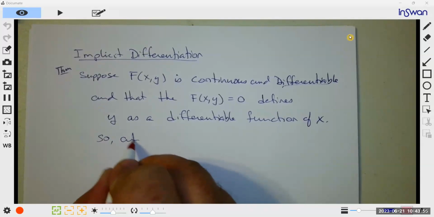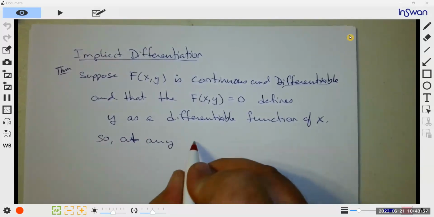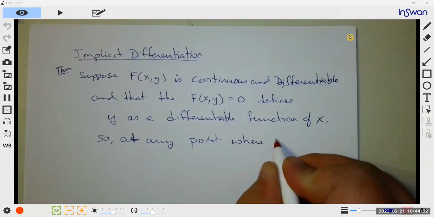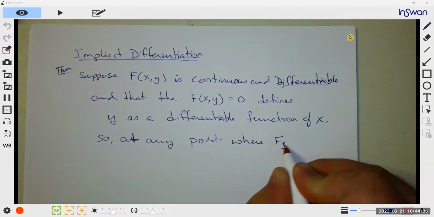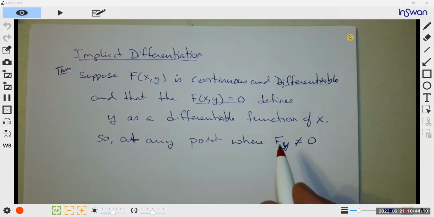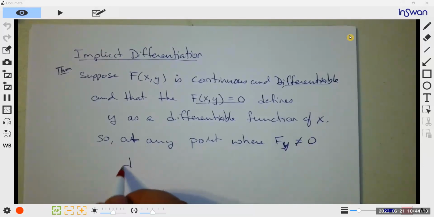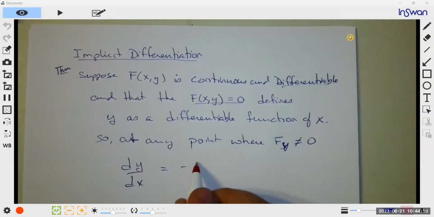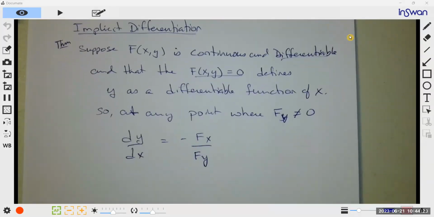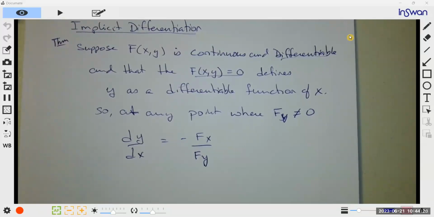So at any point where f of y does not equal 0, remember this condition is f of y not equal to 0. If it's not equal to 0, then we have the formula: the derivative is negative the partial of the function with respect to x over the partial with respect to y.